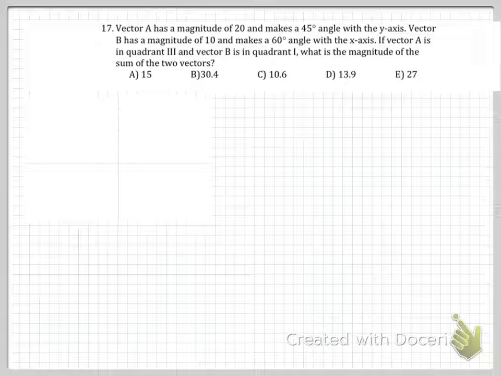Okay, number 17. Vector A has a magnitude of 20 and makes a 45-degree angle with the y-axis. Vector B has a magnitude of 10 and makes a 60-degree angle with the x-axis. So vector A is in quadrant 3.